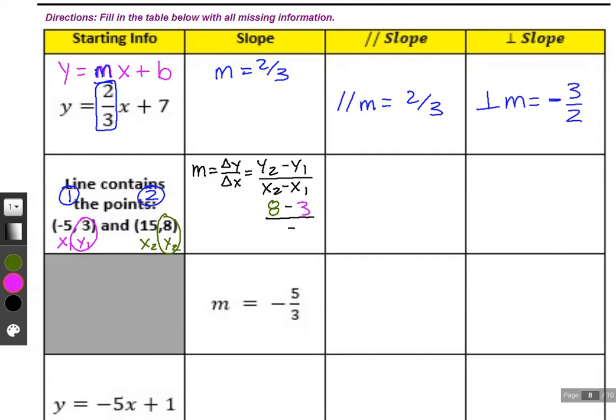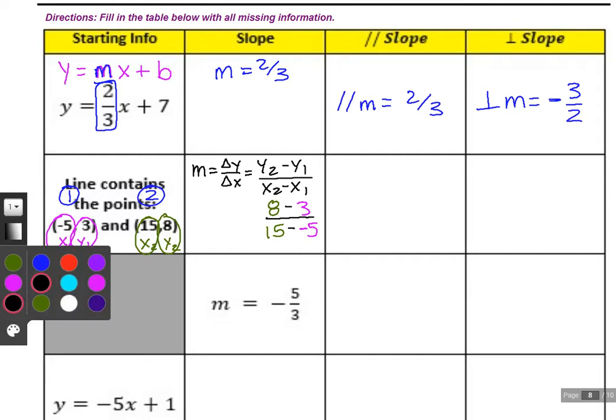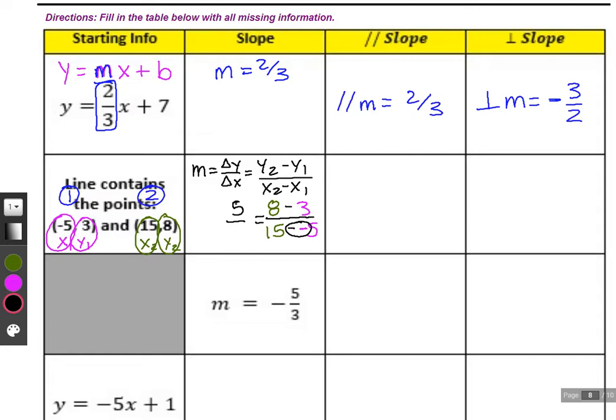Let's find out. I also now need to grab x2. That's going to be 15. And then I need to grab x1. Look at this. We have a -5, and so we are going to have a stacked negative sign. Not a big deal. Two negatives always make a positive. We know that as a rule. And so if I want the slope, 8 minus 3 is going to be 5. 15 plus a -5 is 15 plus 5. That's going to give me 20. And so we have 1/4 as our slope.